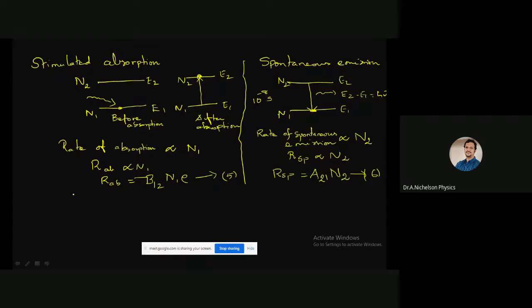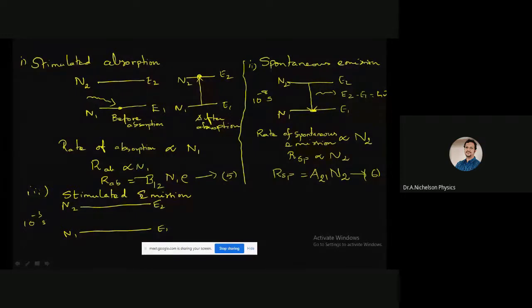And the third process, stimulated emission. Here, the atoms have a longer lifetime, of 10 power minus 3 seconds. So normally they will say it is a metastable state. Here we discuss with this E2 and E1, this is N2, N1. Now the spontaneously emitted photon hits the atoms present in the excited state, and it comes down. Before the stimulation, after the stimulation, it comes down.